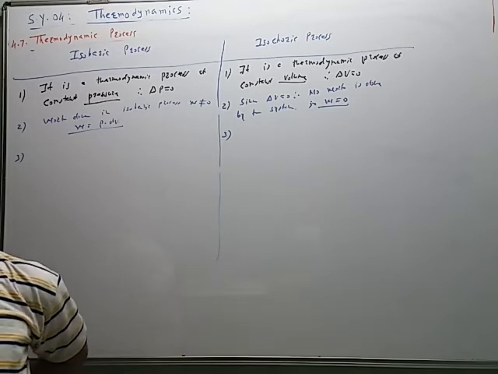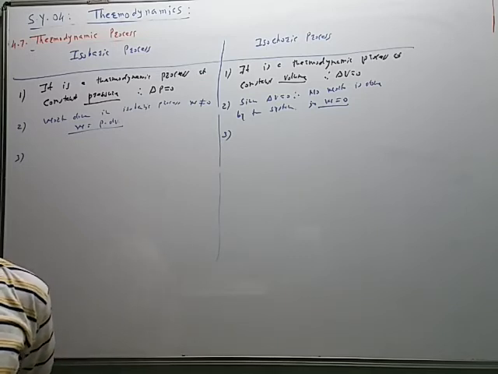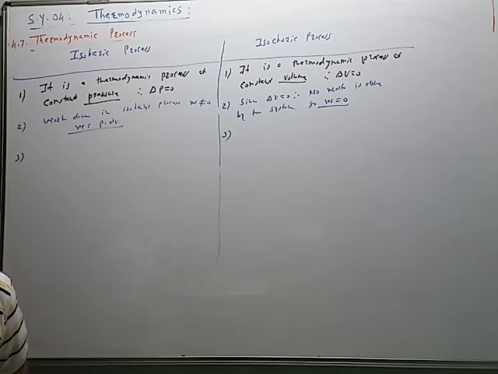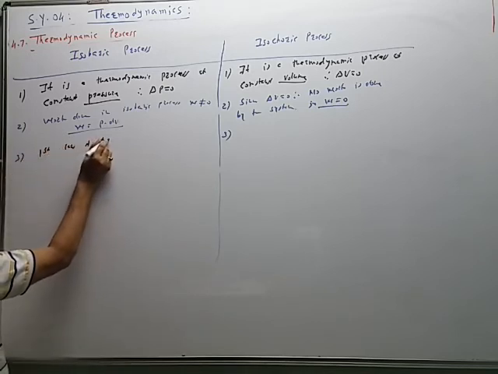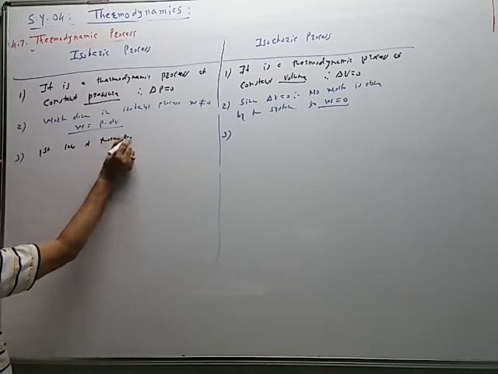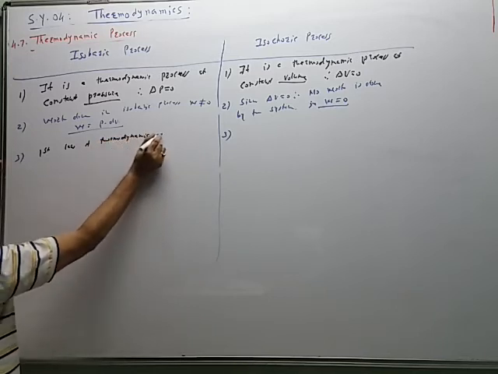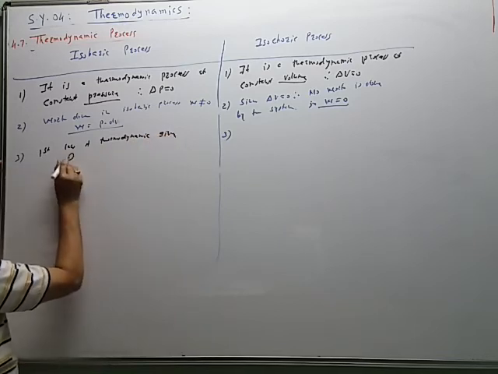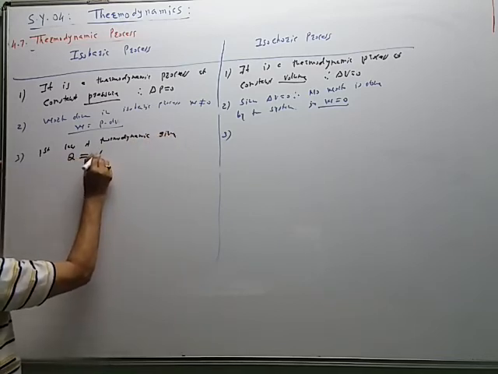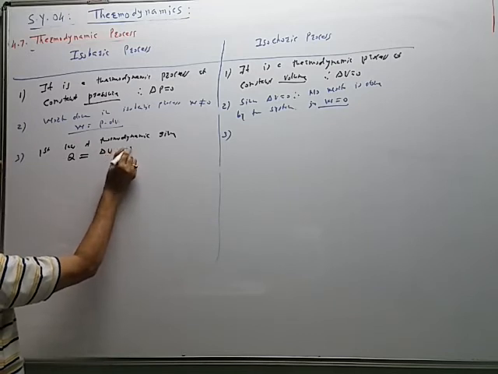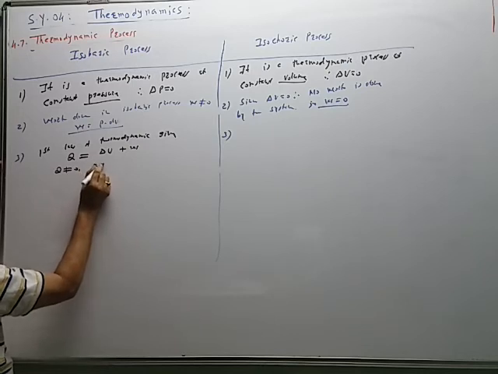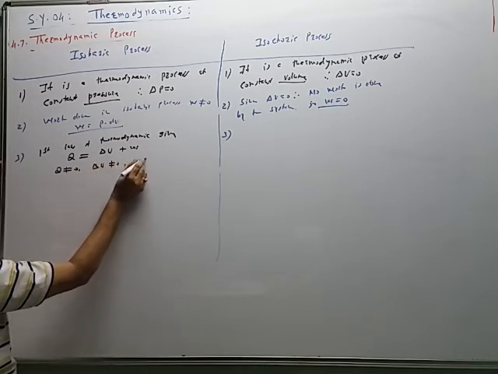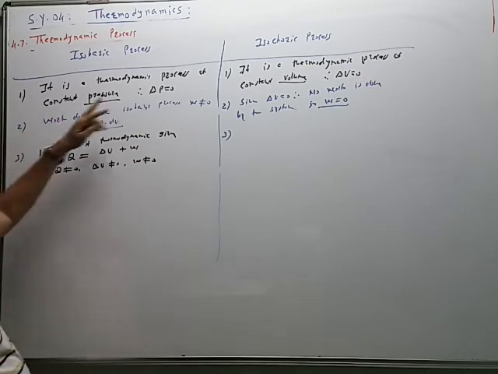So the equation is like this. Energy exchange is used to do the work done, and also to change the internal energy. First law of thermodynamics gives Q is equal to delta U plus W. So Q is not 0, delta U is not 0, W is not 0 on this side.